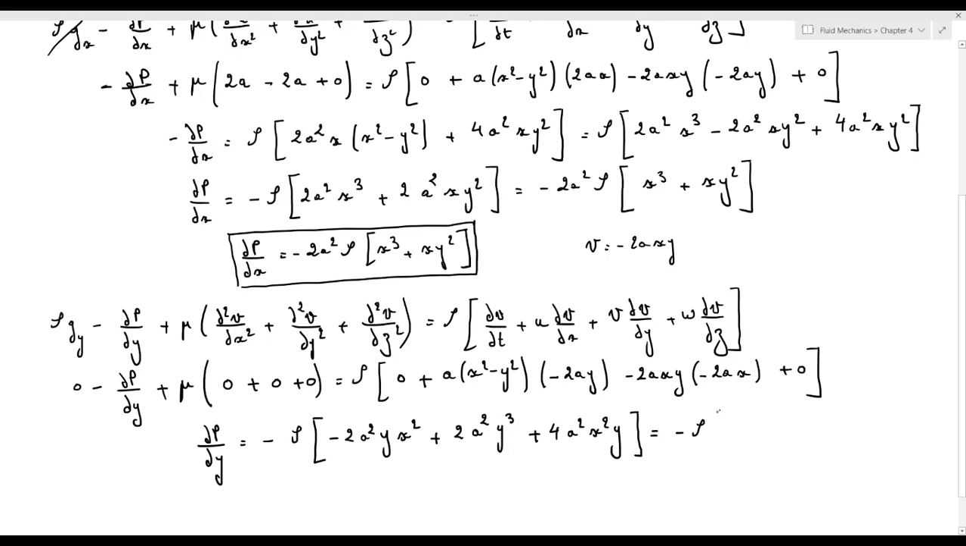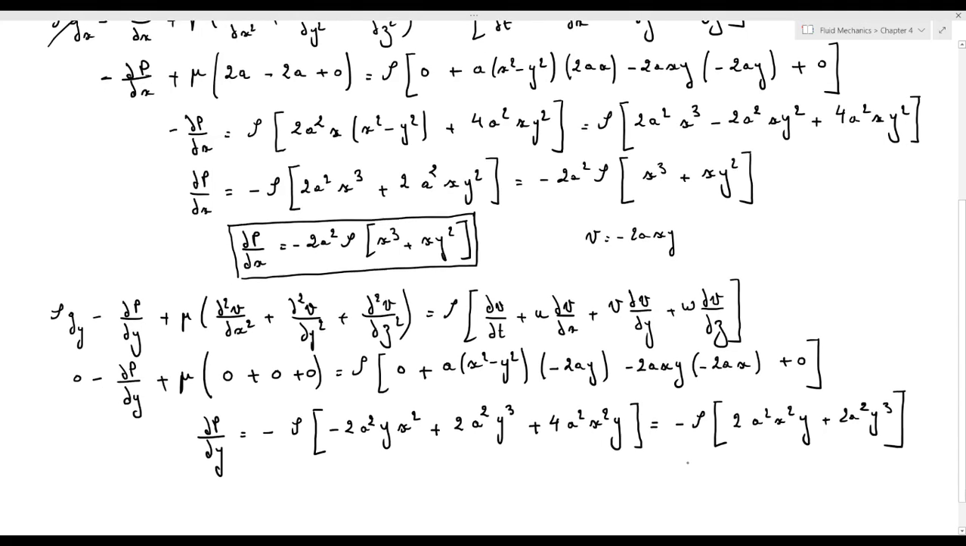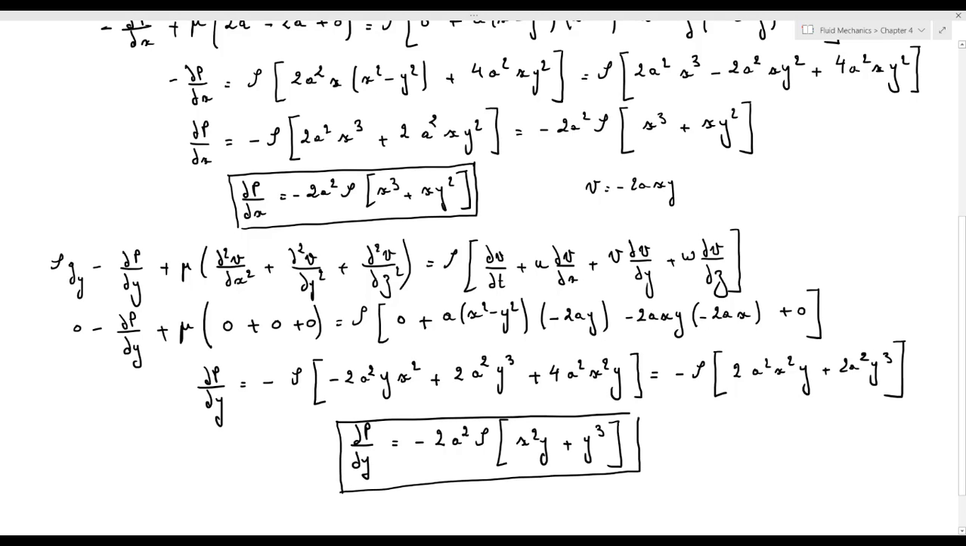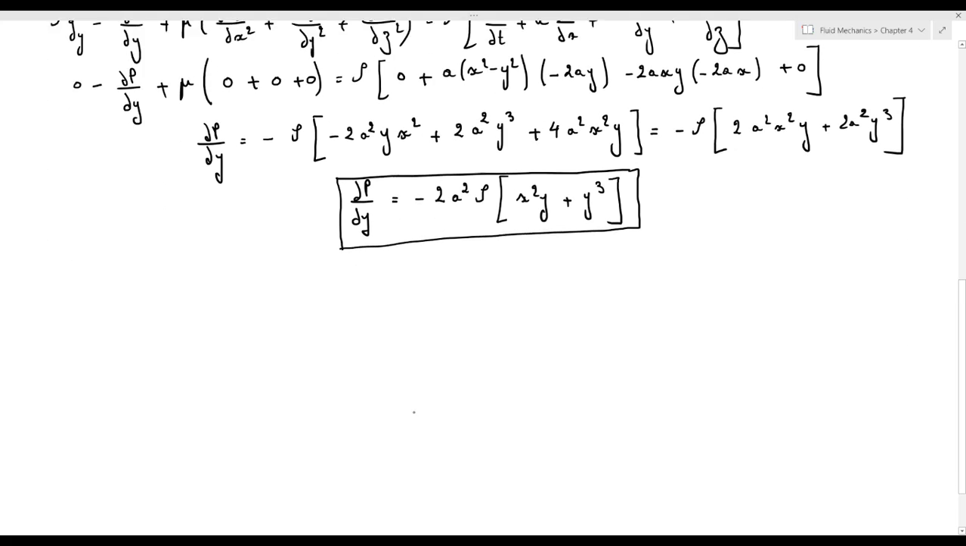So we'll have minus rho into 2a square x square y plus 2a square y cube. So we can take minus 2a square rho as common factor. So we will obtain between the brackets x square y plus y cube. So this is the partial derivative of p with respect to y.